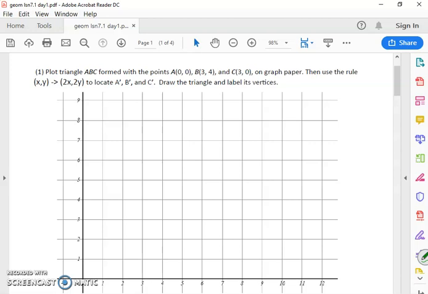So problem number 1, you're asked to plot 3 points, one at (0, 0), which is A, one at (3, 4), which is B, and one at (3, 0), which is C. From here, you're supposed to use the rule (x, y) goes to (2x, 2y), and then locate points A prime, B prime, and C prime. So if you have not done that yet, go ahead and turn the video off, complete that, draw that triangle, and then answer the questions that come underneath problem 1.